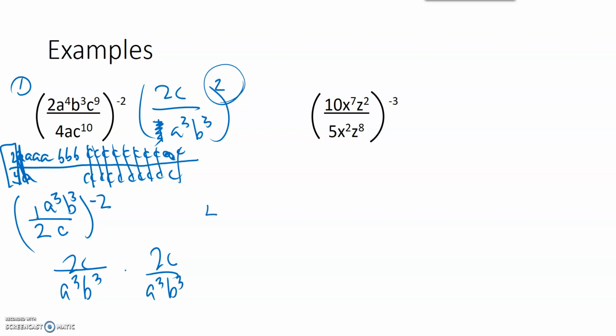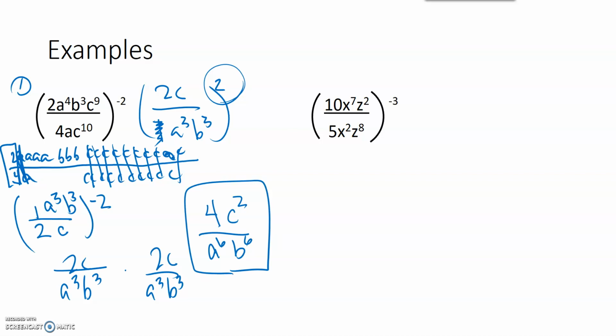2ca cubed b cubed, and I multiply these together. 2 times 2 is 4. cc is c squared. A cubed, a to the 6th, b cubed, b to the 6th. There's my answer. That easy. Okay? Next one over here.